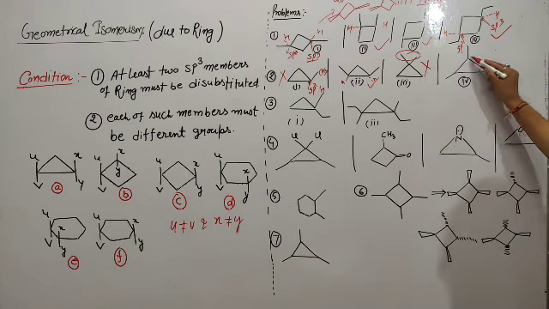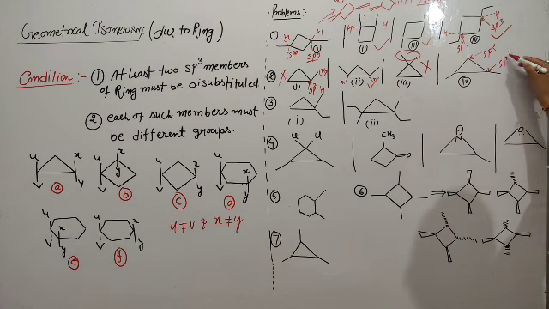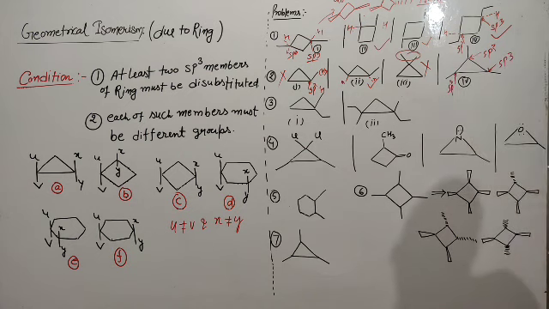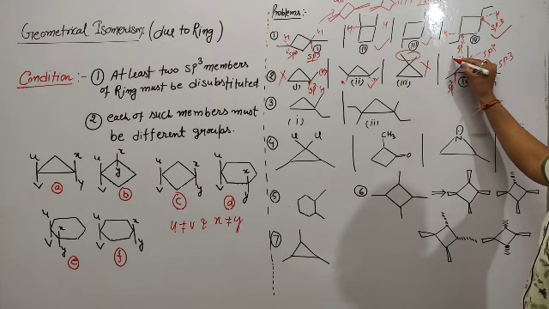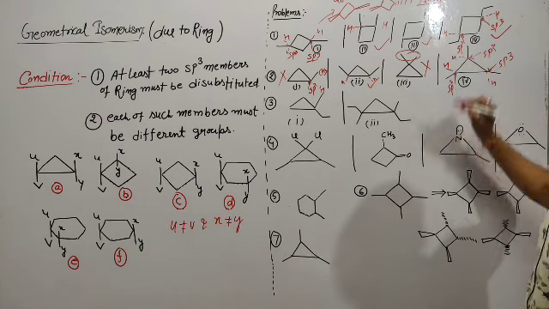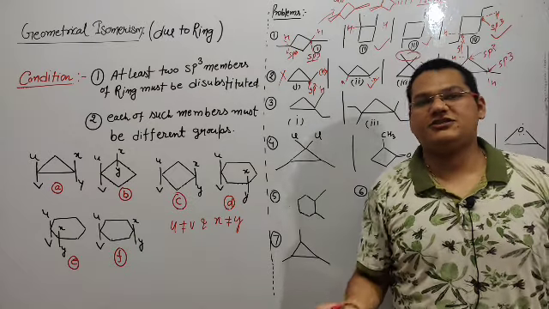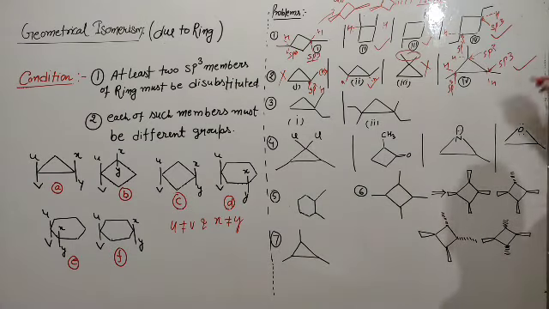In this case, student, this is sp3, this is sp3, and this is sp3. So GI or not? Yes, definitely GI, because here hydrogen, both groups are different. The minimum is 2, but it has more than 2, so the condition is fulfilled. Very easily you can understand. So this molecule shows GI.